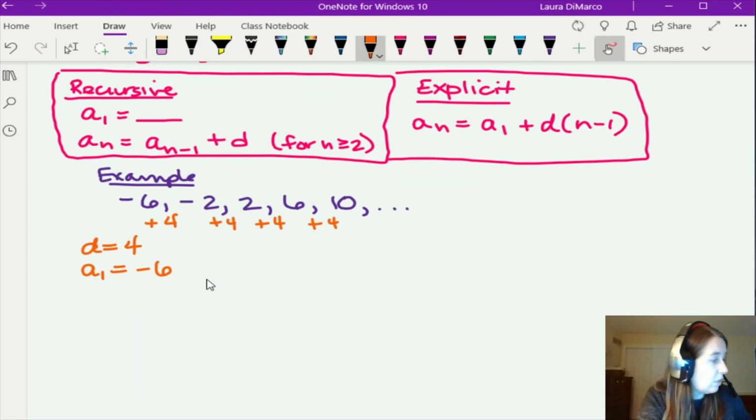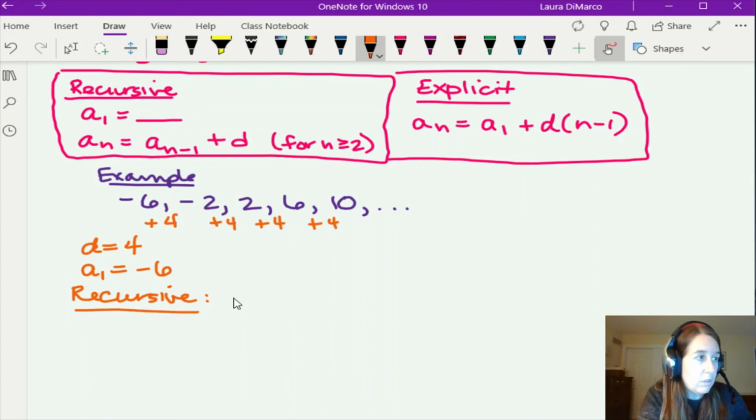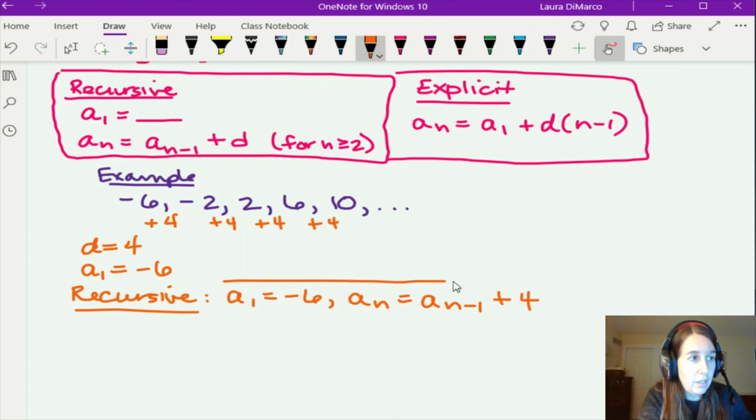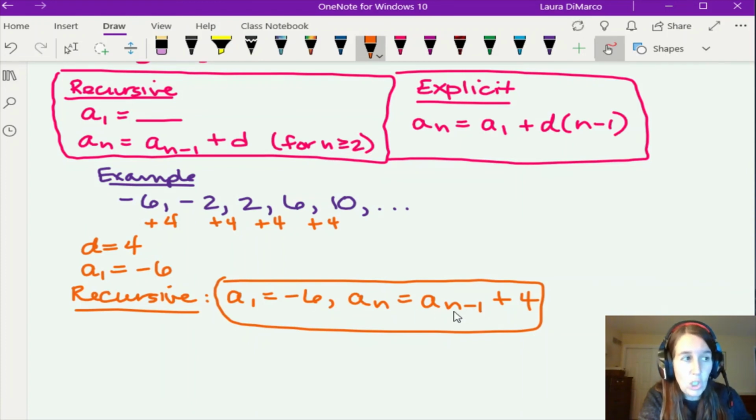Okay, so for a recursive formula, that's all I need to know. So I would state a sub 1 is equal to -6, and a sub n is equal to a sub n minus 1 plus 4. Okay? I don't plug anything else in because it's a recursive formula. I need to know the previous term in order to find the next term.